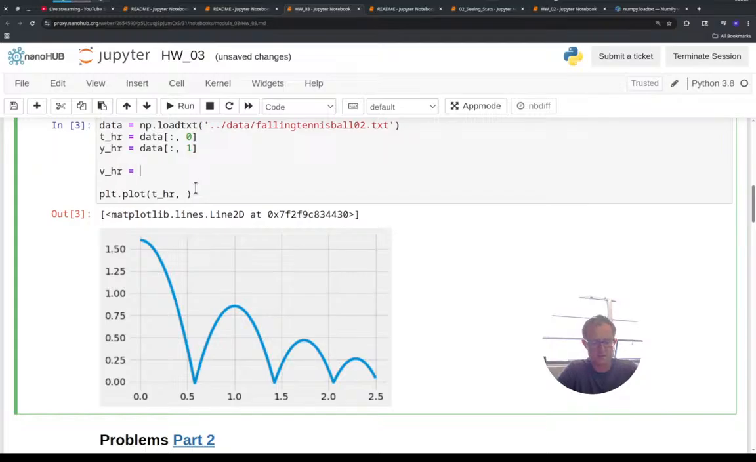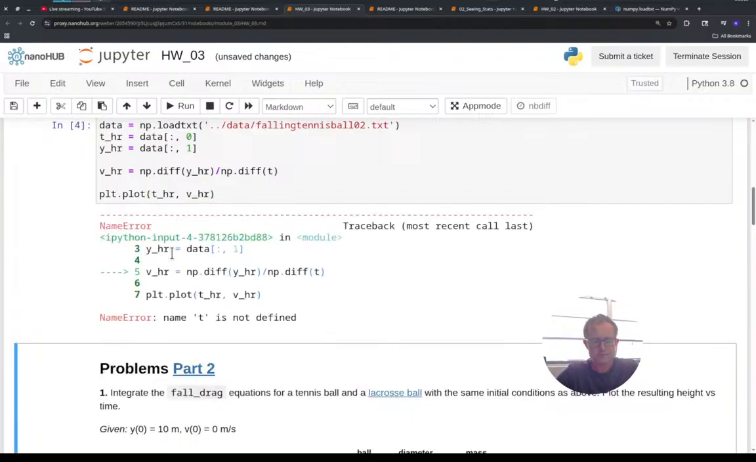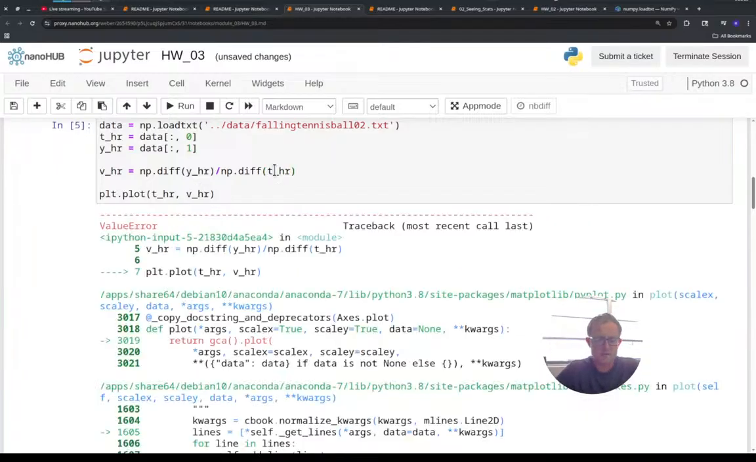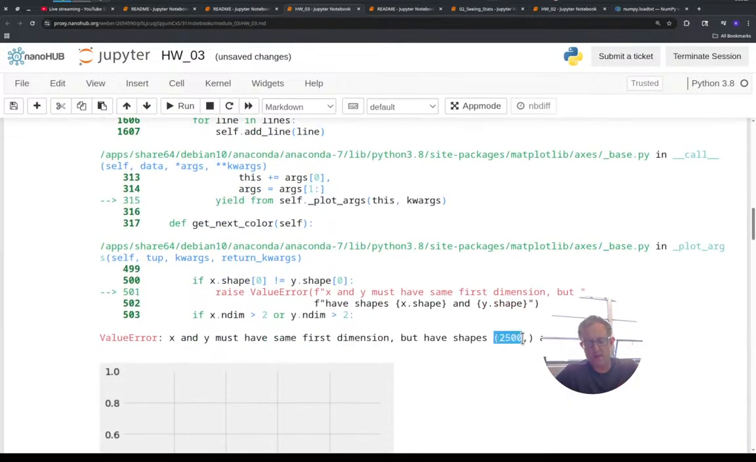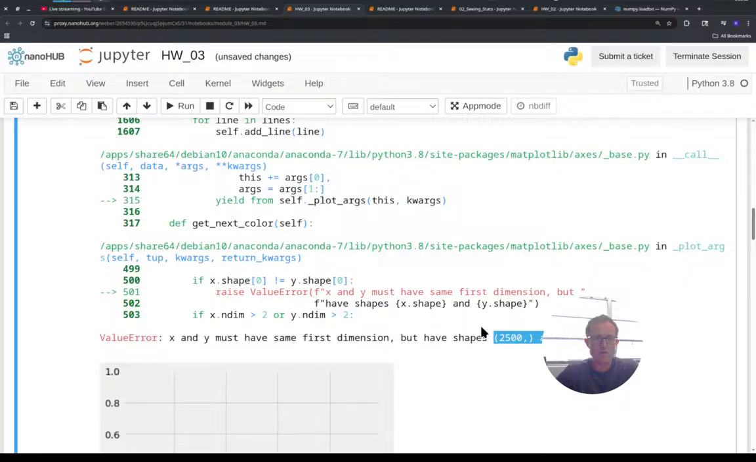VHR equals that, and then this will be VHR. I gotta use my own variable names. It gives you this long error, and the main thing is that the arrays are different shapes. And this error comes up all the time when you're trying to plot things and trying to make sense of things, especially when we're using the same variable names for different problems, you'll definitely end up with different shaped arrays. In this case, it's an easy fix because I can either choose a forward difference or a backward difference derivative.